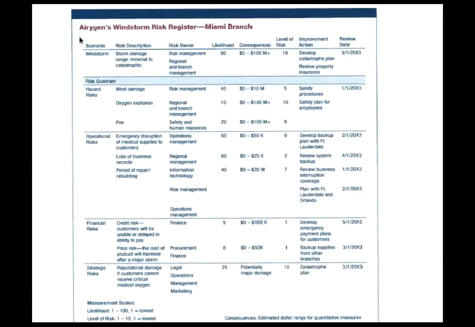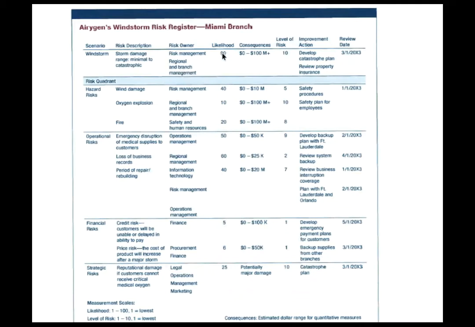What they've done is they're only looking at this one risk. Right, so they're taking windstorm as a scenario that they're going to have a discussion about. The description is storm damage, minimal to catastrophic, right, as far as the range of damage. Who are the risk owners? Risk management, regional and branch management.